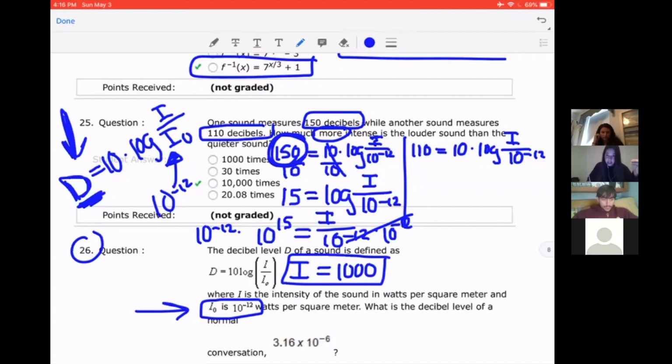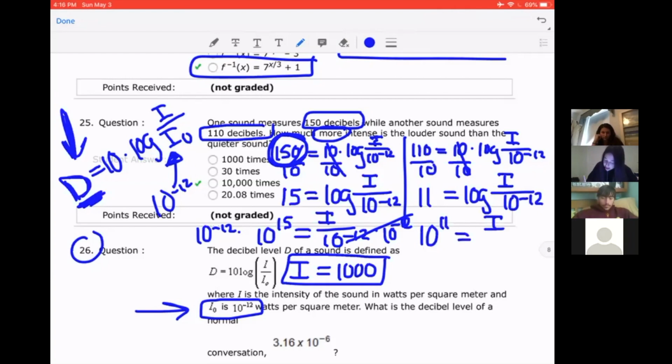But now I still need to finish the intensity for my 110 decibels. So I'm going to do the same steps. Let's divide both sides by 10. I end up with 11 equals log of I over 10 to the negative 12. I'm going to rewrite this as log base 10, so 10 to the power of 11 equals I over 10 to the negative 12. I multiply both sides by 10 to the negative 12 to cancel that out. 10 to the power of 11 times 10 to the power of negative 12 gives me 0.1. So my intensity here is 0.1.